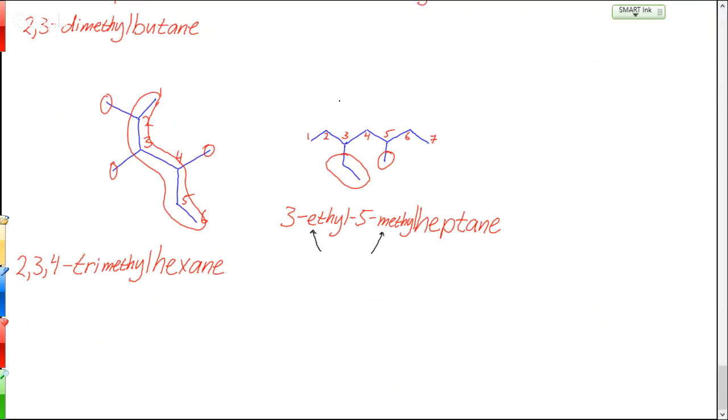Let me get a different color. So if we think of this as the main chain instead, now we've got a very different name. Now it's a 3,3,7-trimethyl nonane. Can you say again? Yeah. 3, 3, 7.